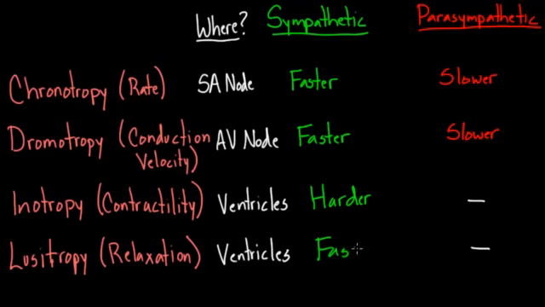So this is kind of a quick and dirty overview of these 4 words. And again, you may or may not hear these words, but at least you're familiar with them. Chrono, dromo, ino, and lusi. These 4 words describe the major functions of the sympathetic and parasympathetic nerves on the heart.